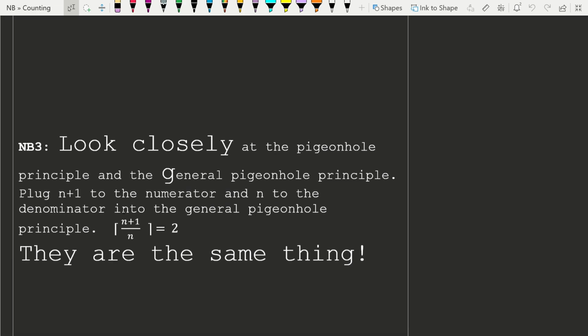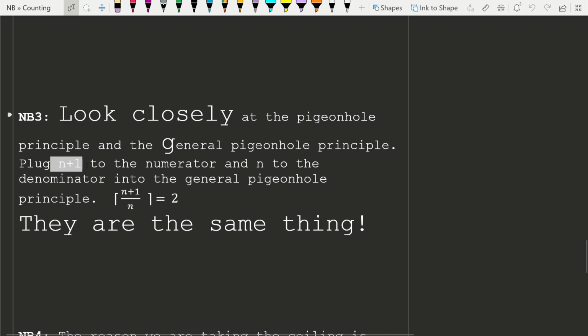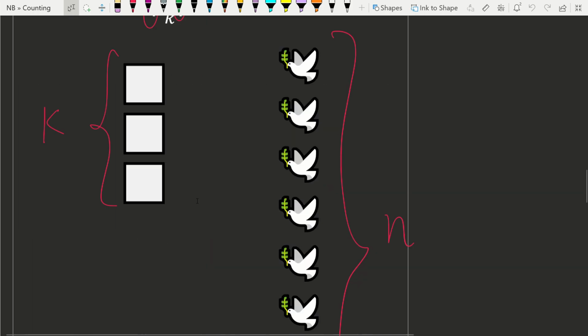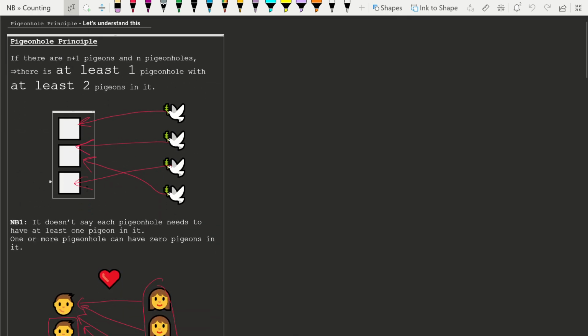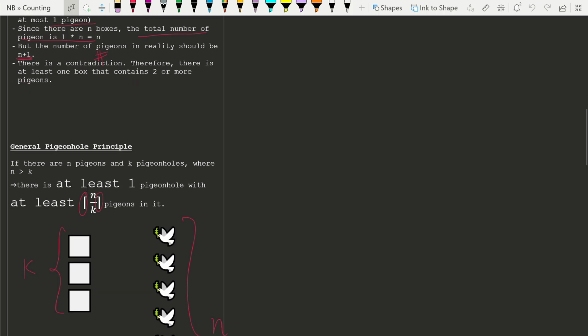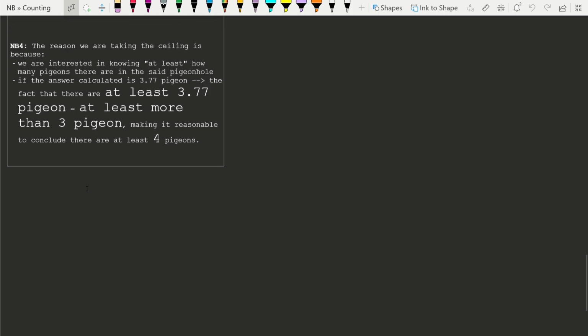Now, I want you to look closely at the relationship between the general pigeonhole principle and the basic one. We can plug in n plus 1 as the numerator and n as the denominator into the general pigeonhole principle, and we'll get this. N plus 1 divided by n, and we take the ceiling of it, and it will be 2. So we can conclude that they're actually the same thing. The basic case is just an application of the general pigeonhole principle, right?